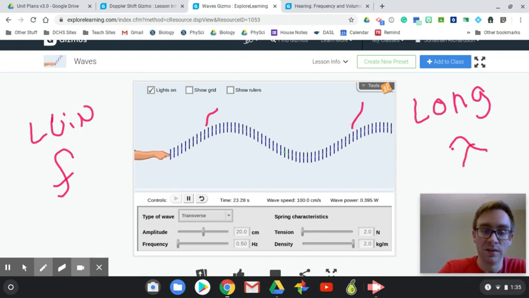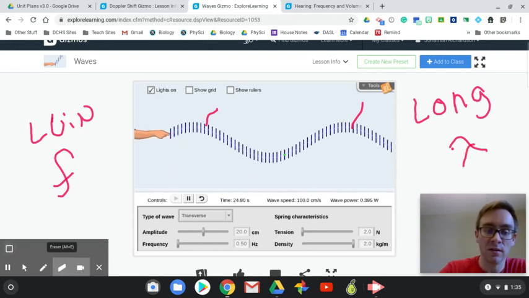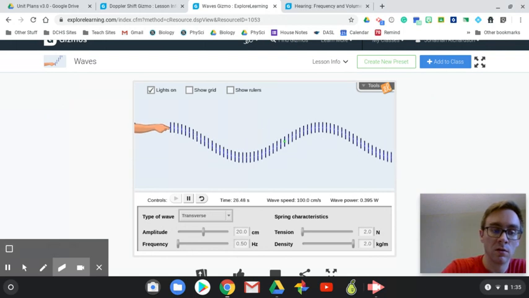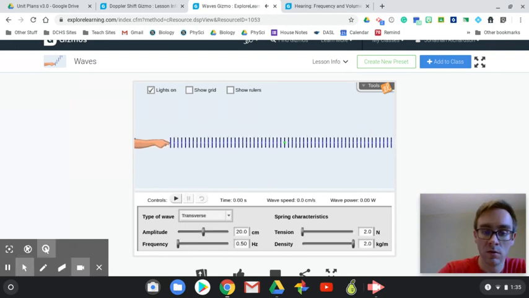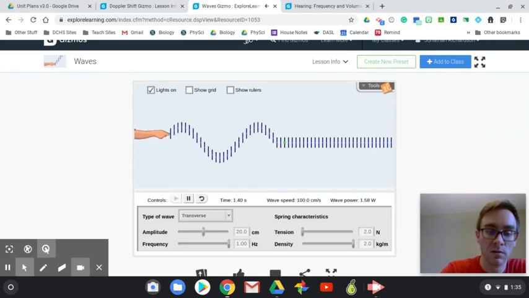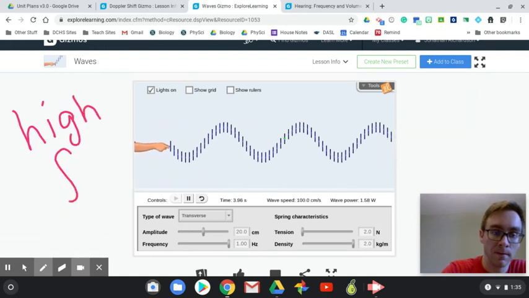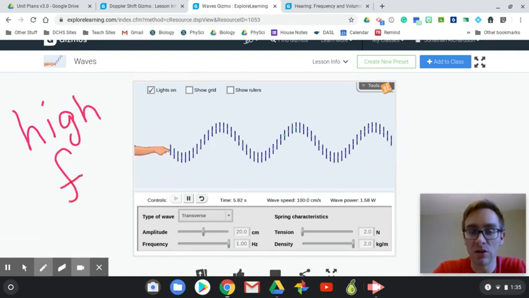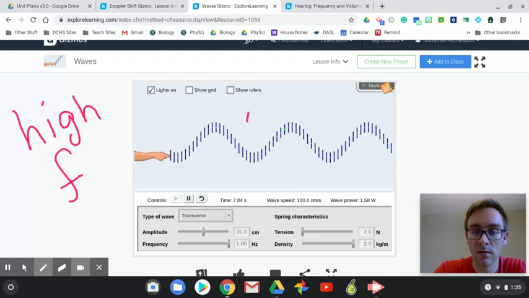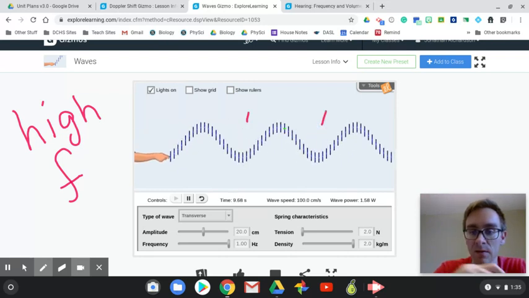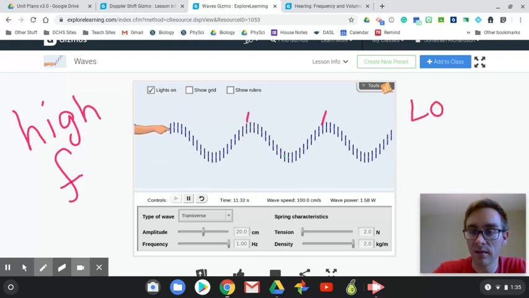All right, with that said, if I were to have a higher frequency, notice how much closer together the waves are. All right, we have a much shorter wavelength.